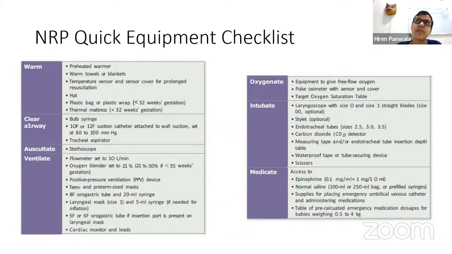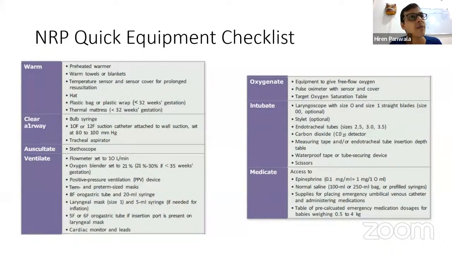For airways, appropriate size endotracheal tubes, suction catheters, stethoscope, oxygen supply. If possible, we should be equipped with a CPAP machine. If not, then at least intubation if needed, and then safe transfer to a tertiary hospital. We should also have access to the drugs that we may need in terms of adrenaline, normal saline boluses, in case the baby needs a fluid bolus.